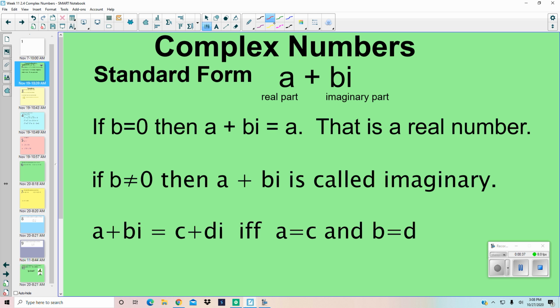Okay, so if b equals 0, then a plus bi is just a. Okay, so that's a real number. If b does not equal 0, then a plus bi is called an imaginary number. Okay, so the combination of a real plus an imaginary is a complex number.